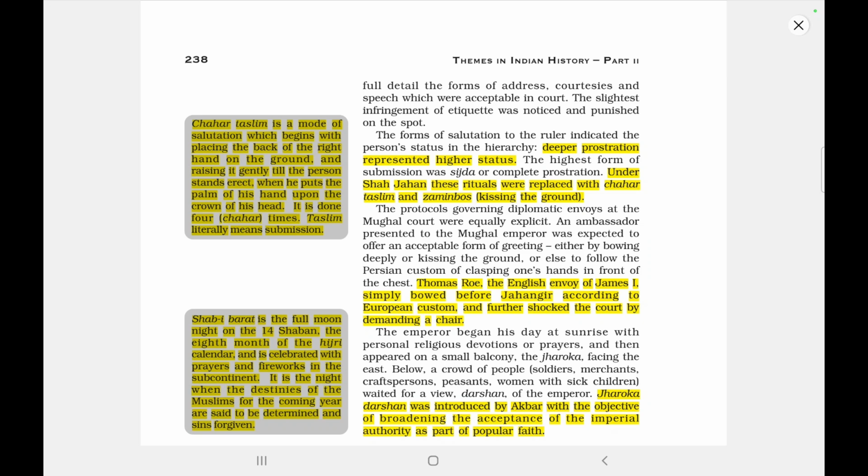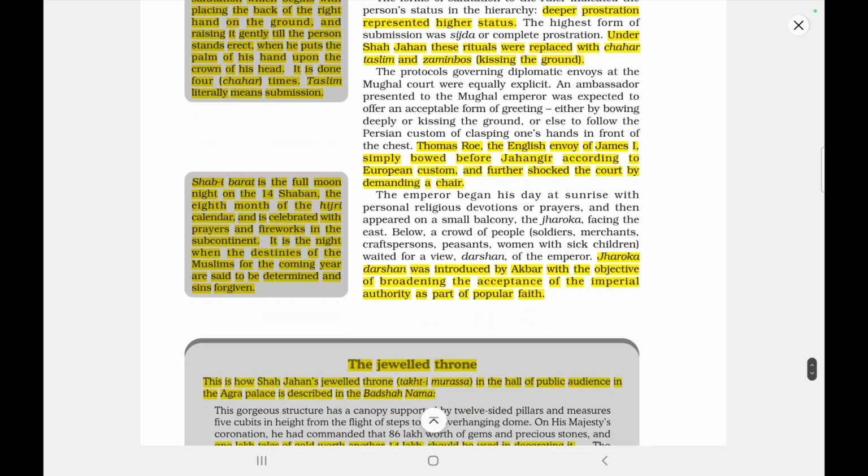Chahar Taslim literally means submission. So forms of salutation to the ruler indicated the person's status in the hierarchy. Deeper prostration represented higher status. Under Shah Jahan, these rituals were replaced with Chahar Taslim and Zamin Bos, kissing the ground. Thomas Roe, the English envoy of James I, simply bowed before Jahangir according to European custom and further shocked the court by demanding a chair.